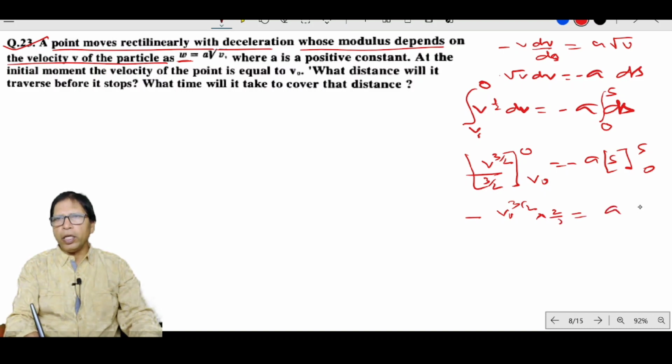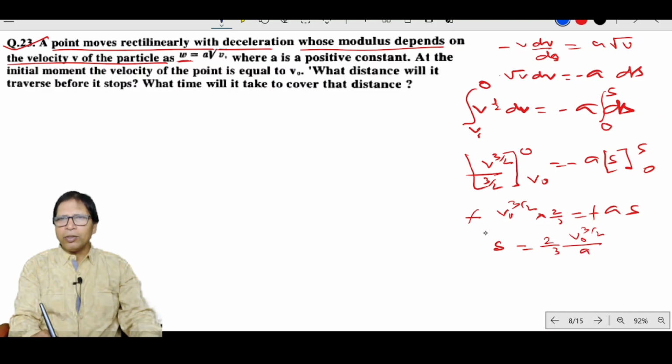This equals a into s. The negative sign, this and this cancel out. So the distance traveled by the particle is 2 by 3 into v naught to the power 3 by 2 by a. This is the distance traveled by the particle before coming to rest.